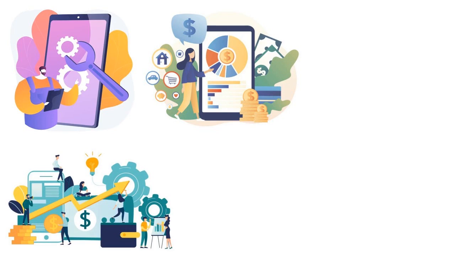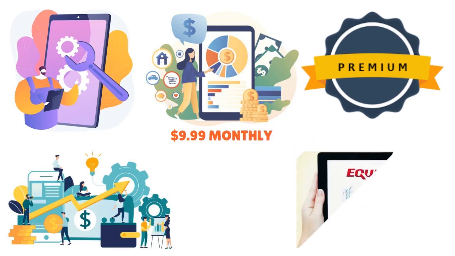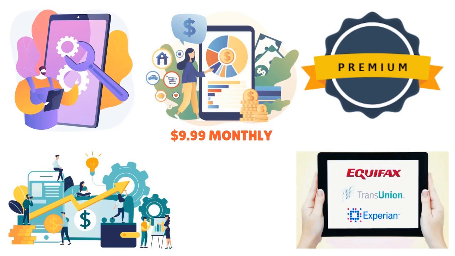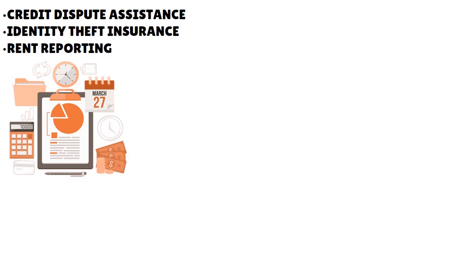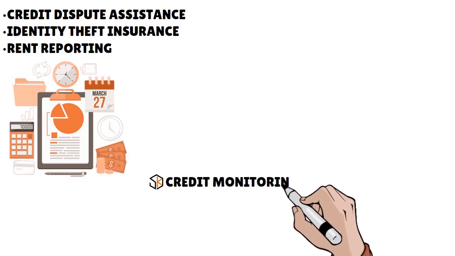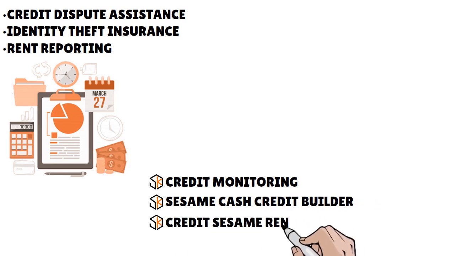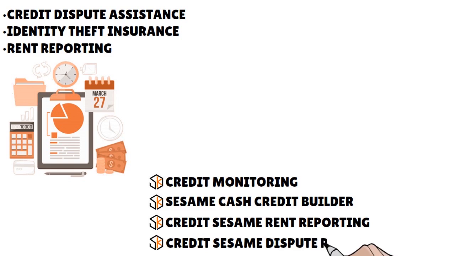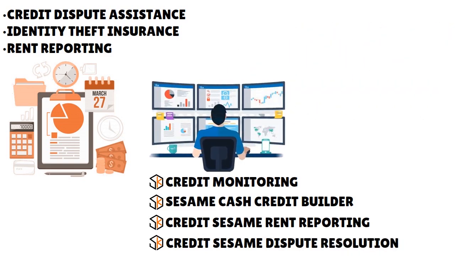So Credit Sesame offers a premium subscription for $19.99 monthly, and premium Credit Sesame monitors your credit with all three credit bureaus. The service also offers credit dispute assistance, identity theft insurance, and rent reporting. Okay. So when you think about Credit Sesame, what are the features that I want you to really focus on? Well, you have credit monitoring, you have Sesame Cash Credit Builder, you have Credit Sesame Rent Reporting, you have Credit Sesame Dispute Resolution.